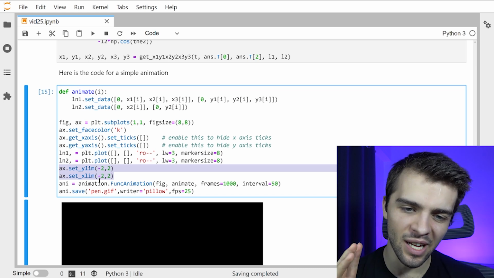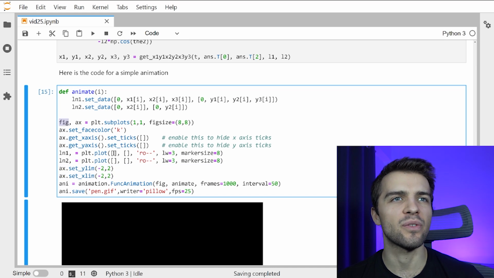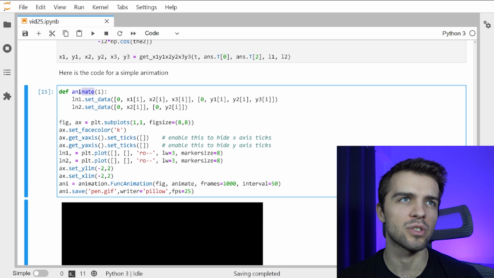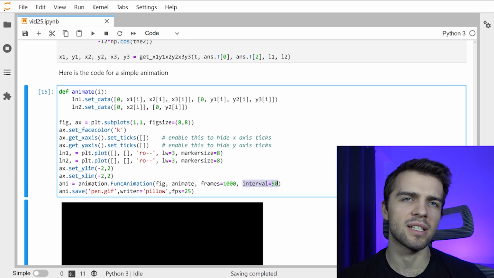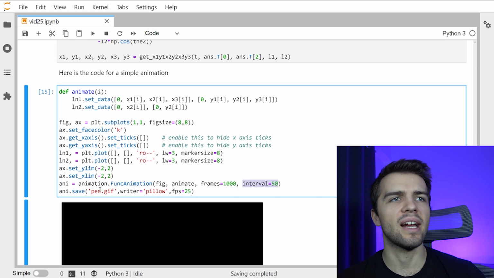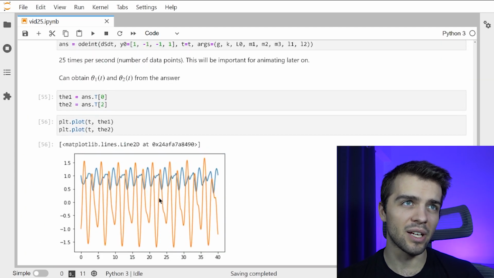Then I use the animation library function to create an animation. So it takes in the figure that I defined above. It takes in my animate function as well. I'm going to animate for 1,000 frames. And this parameter isn't super important, but I set it equal to 50. And then I save my animation. So I'm saving it at 25 frames per second. And there's a reason why I do that.